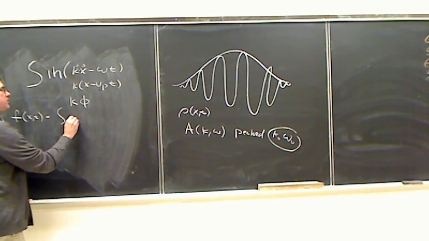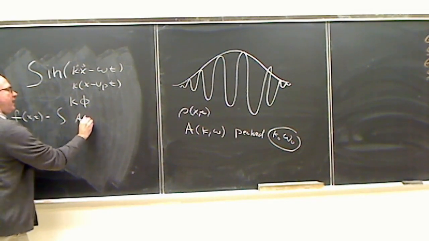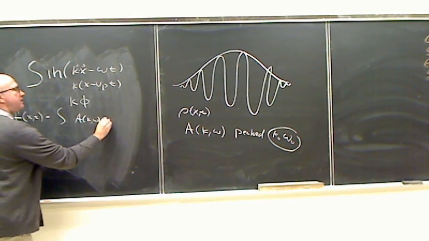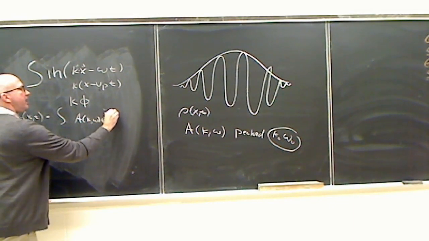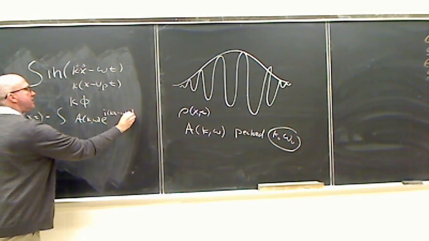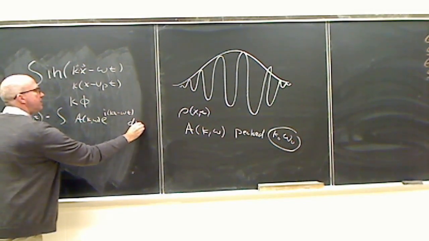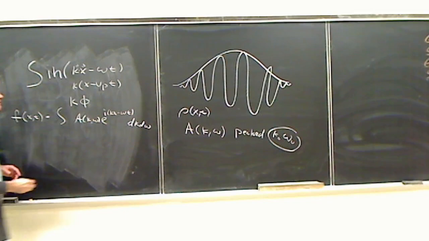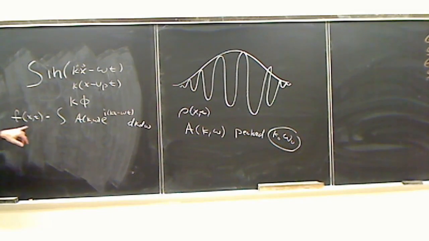This is just equal to the integral of A of k and omega, e to the i (kx minus omega t), dk d omega. All I've done is written down the Fourier transform. So this is the Fourier transform of some amplitude A, right?